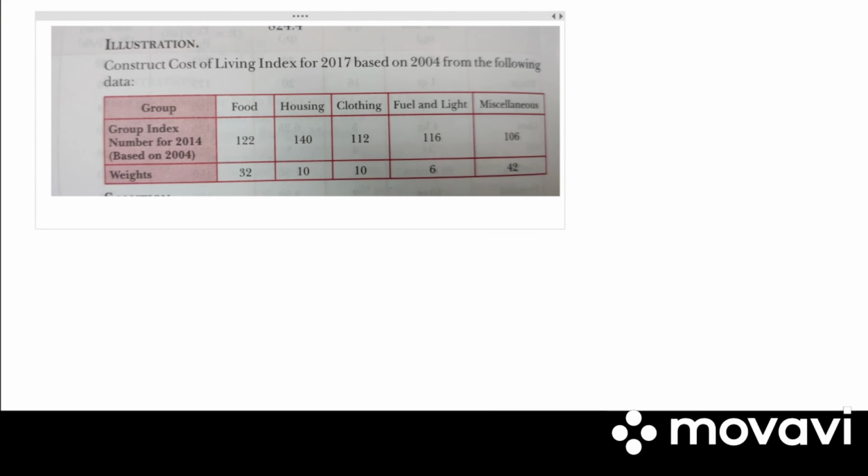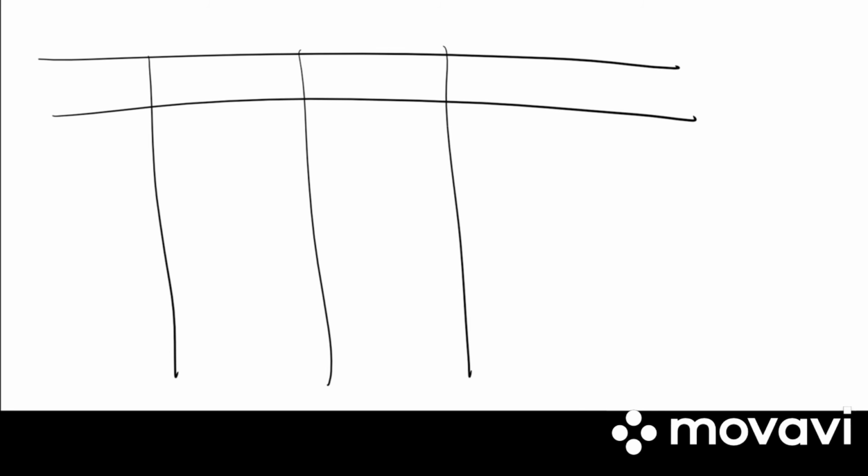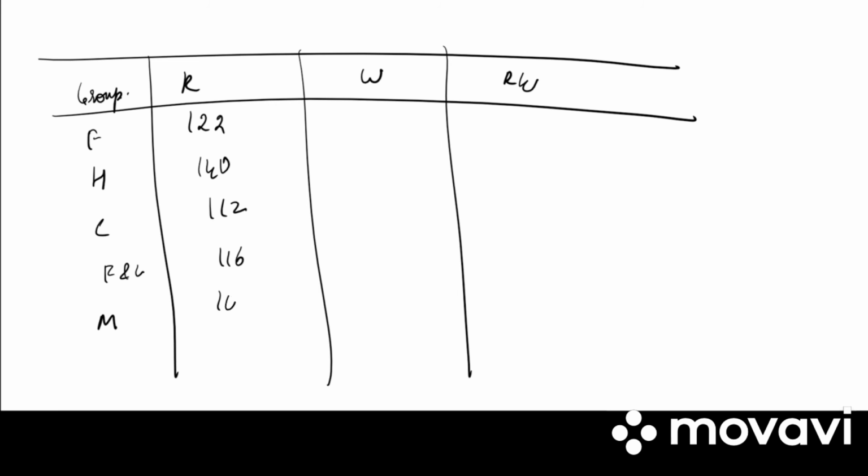Next, construct cost of index number from the following data. In this they have given us weights, so we have to use the family budget method. So group R is given to us, W is given. So we need to find R and W. Food, housing, clothing, fuel and light, miscellaneous. 122, 140, 112, 116, 106. 32, 10, 10, 6 and 42.